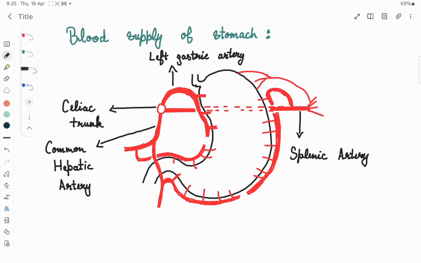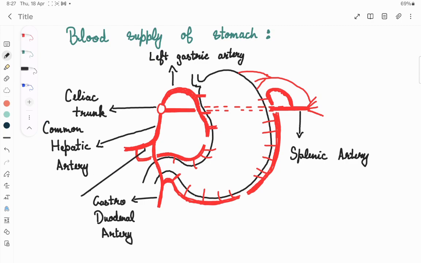which goes all the way parallel to the pancreas behind the stomach. The common hepatic artery gives off a branch called the gastroduodenal artery. After giving off the gastroduodenal artery, it becomes the proper hepatic artery.